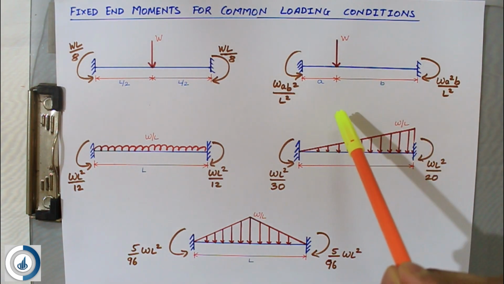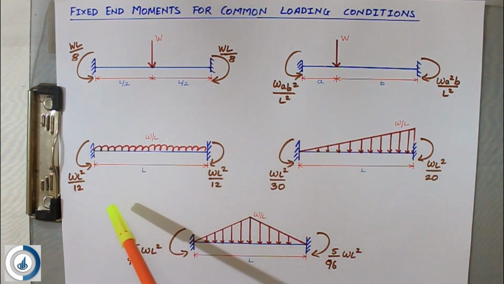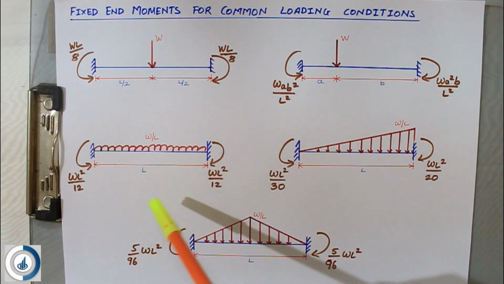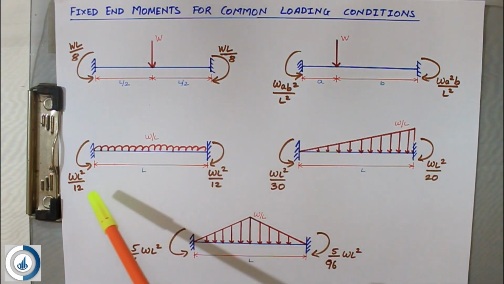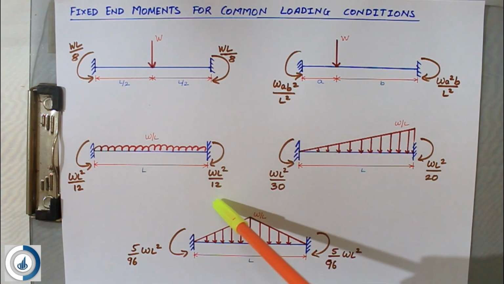Okay, so here left hand side and right hand side are not equal because the loading position is not at the center. Okay, then the most common loading in the problems is the UDL one. Okay, so it is having the intensity of moments at both the ends the same, that is WL square by 12 at the left hand side, and on the other side also WL square by 12.